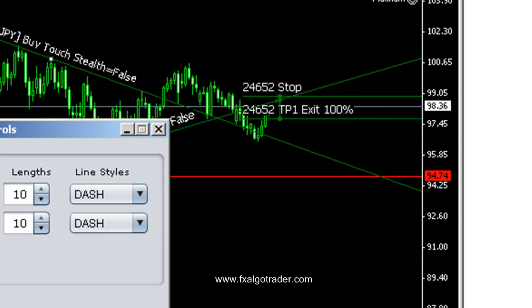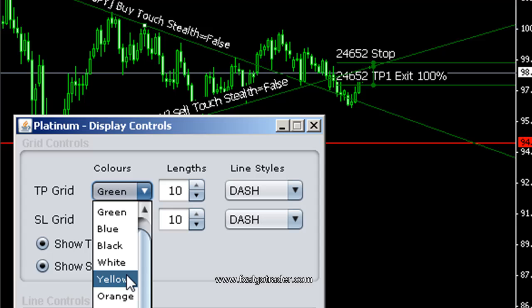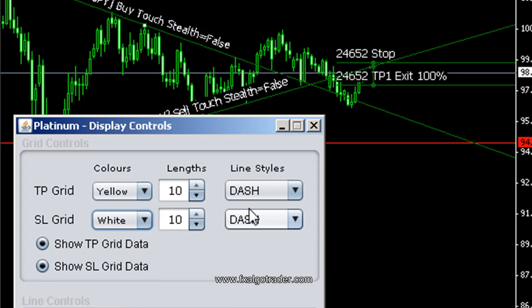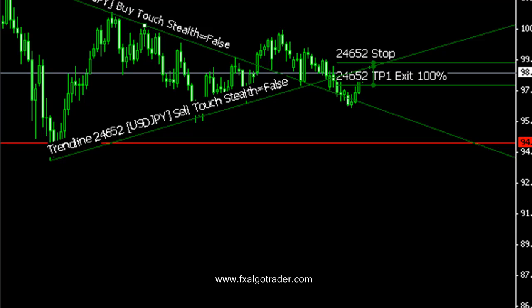I can change that easily to something a bit more visible for you. So let's go to yellow, and we'll use a dotted line as well. Save those settings.